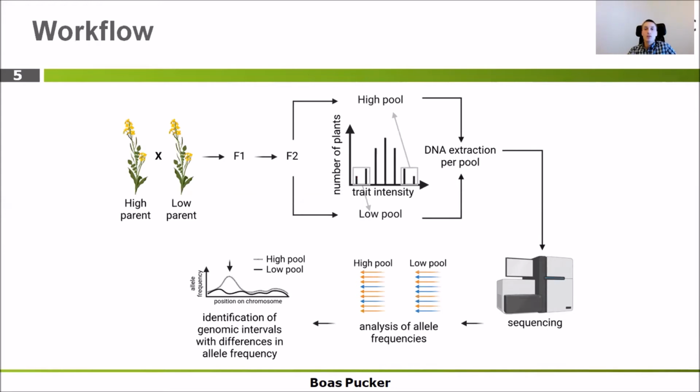Then DNA is extracted and subjected to sequencing. By analyzing the sequencing data, it's possible to analyze the allele frequencies, and then we can compare both pools because they should have similar allele frequencies at most genomic positions, but we are looking for the few positions where they have substantial differences. And you can see it here in the example. We are trying to find a region where high pool and low pool differ substantially. And these regions are candidates.